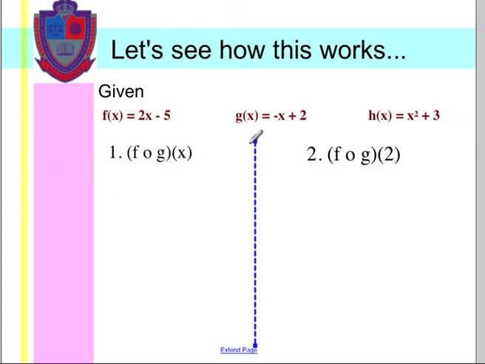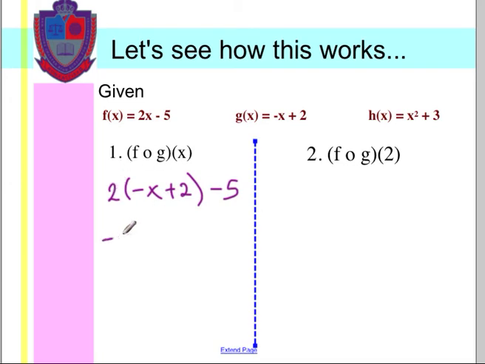So we have a few examples, but I want to make sure. This is f of g of x, meaning I'm taking g of x and putting it into f of x. So everywhere I see x, I'm going to replace it with g of x. So f of x is 2x minus 5, and g of x is negative x plus 2. So I'm going to take this and put it into there. So this becomes 2 parentheses negative x plus 2, minus 5.